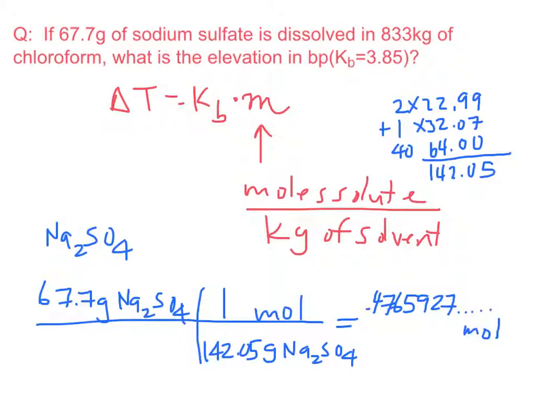And again, I'm not going to round this yet because we're in the middle of a problem. So let's go ahead and just keep that whole number and keep on going till the very end. So now we know the moles of solute, and hopefully we can figure out the kilograms of solvent based on the fact that we have 833 grams. What you're going to have to remember is that 1 kilogram is the same thing as 10 to the third grams, or 1,000 grams. So there's 1,000 grams in a kilogram.